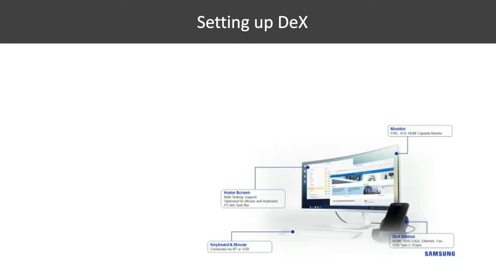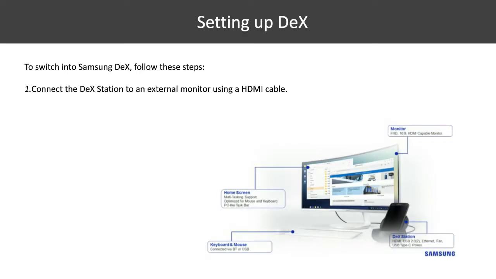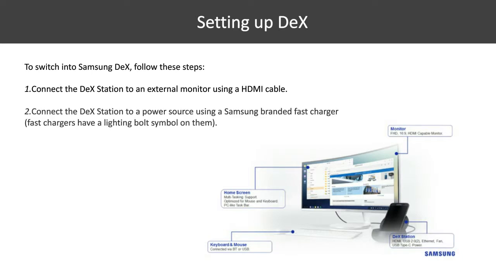Setting up DeX. Setting up DeX is very simple. You need to have the DeX station. You can connect the Samsung Galaxy S8 or S8 Plus phone to the DeX station. The DeX station can connect to the external monitor using the HDMI cable, and you can power the DeX station using the Samsung branded fast charger.